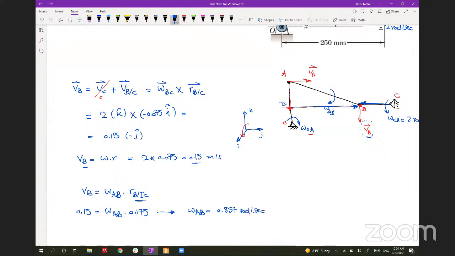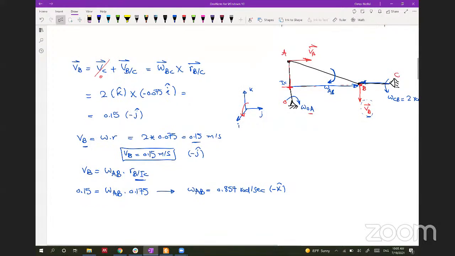So does anybody know, is it in the positive or the negative direction, the omega AB? So the omega AB is curling in this way. If you use your right hand rule, it will be in the negative K hat direction. And VB, you should write it's in the negative J hat direction. Okay, so we got VB.